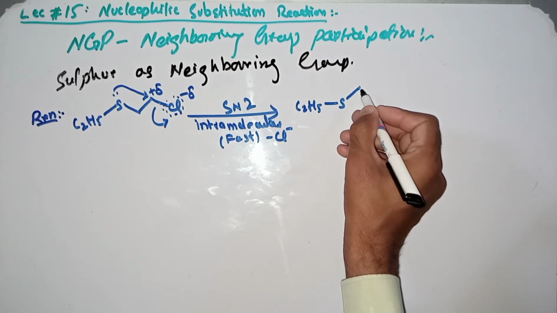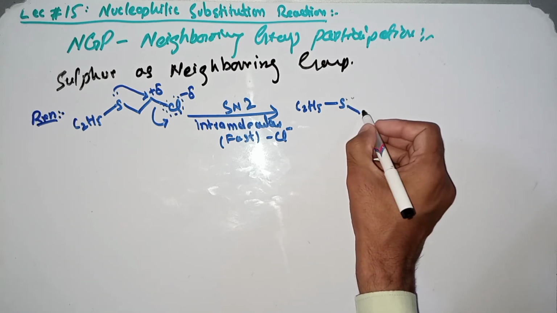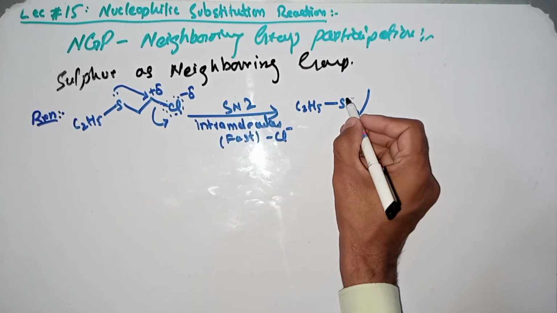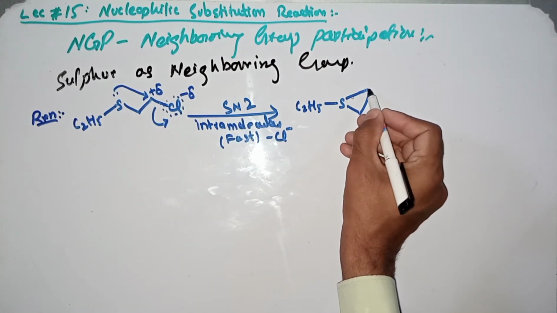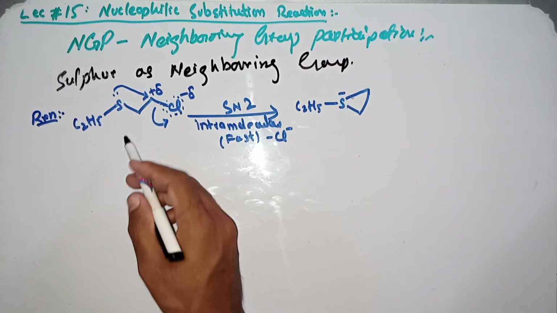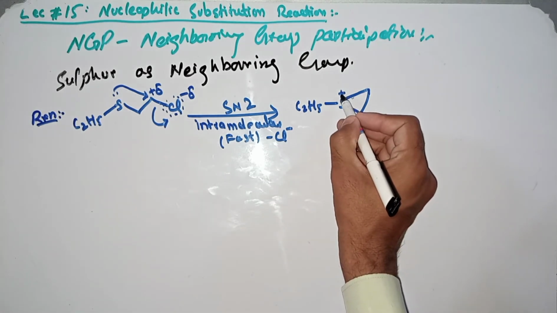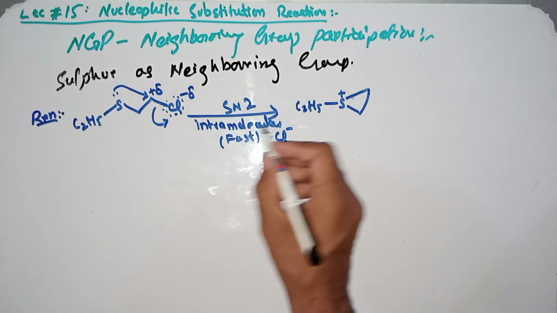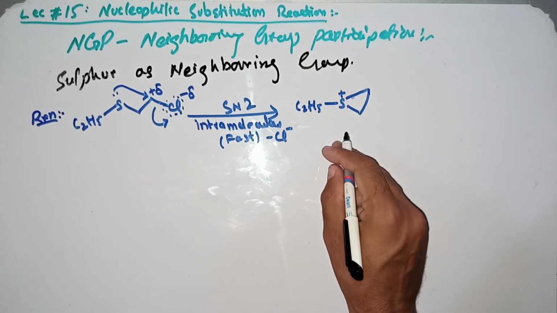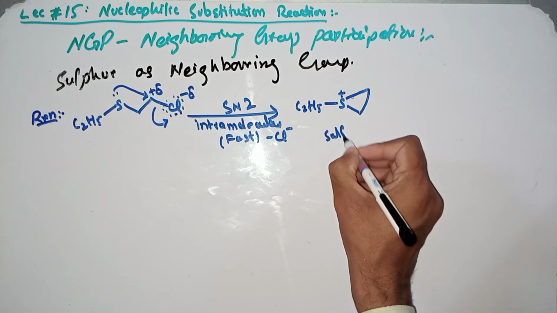This is one carbon, this is another carbon, and also this bond will be formed because of donating this lone pair. So that's why sulfur donated its lone pair of electrons, so that will get a positive charge because it loses electrons. And this intermediate, the three-membered ring, is present as a sulfonium ion. This intermediate is also called a sulfonium ion.